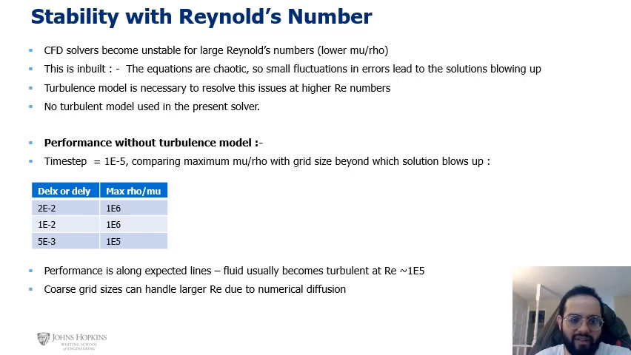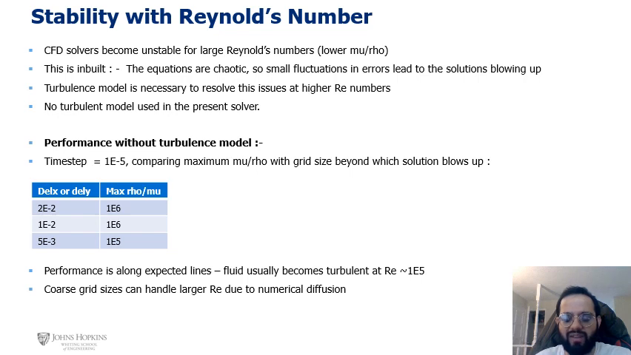The time step here is 1e-5. The time step is fixed. The size of the domain is fixed. What I have varied is the grid sizing. So at the smallest grid size, the maximum Reynolds number after which the flow becomes unstable is 1e5. And then as I increase the grid sizes, the maximum Reynolds number that it can sustain increases.